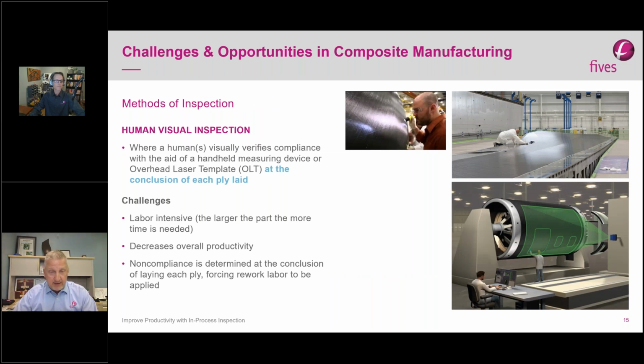After you lay up, a human goes out with some sort of handheld device or with the aid of an overhead laser projector or template, and verifies not only that the boundaries are correct, but also scans the entire part for gaps, for laps, all of those 9 categories that I showed you before. As you can imagine, this is extremely labor intensive. The larger the part, the more labor intensive. Very easy to miss things. So this method, unfortunately, which is probably the most widely used today, greatly decreases overall productivity.